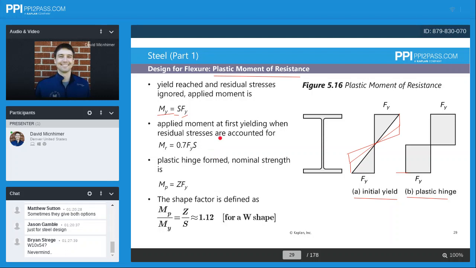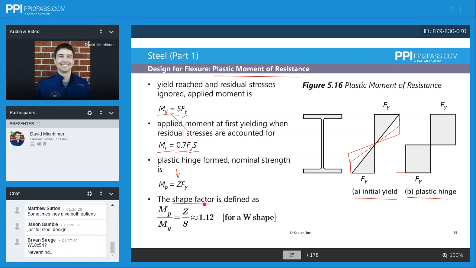As you are applying more and more stress, there is the first yielding when residual stresses are accounted for, and that's going to be MR, which is 0.7 times My. You can see these are the same equations here. MP, therefore, is just the plastic section modulus Z times Fy. This isn't as important, but I suppose it's good to know.